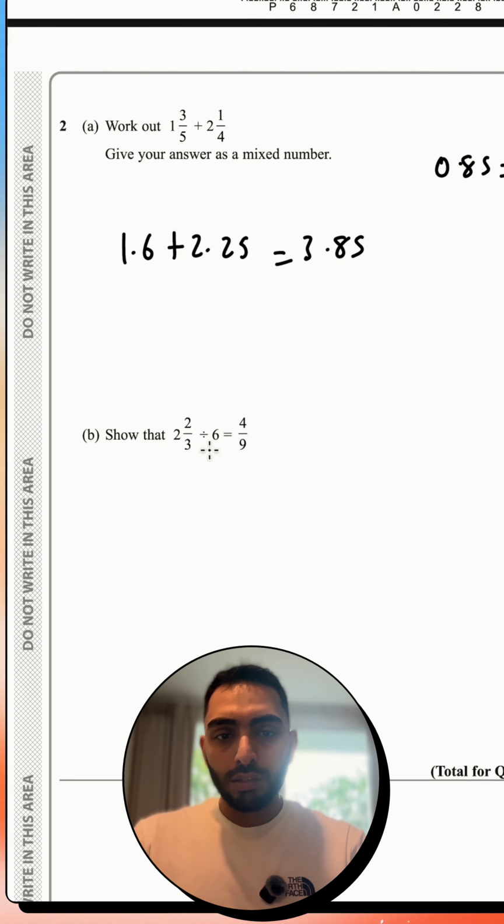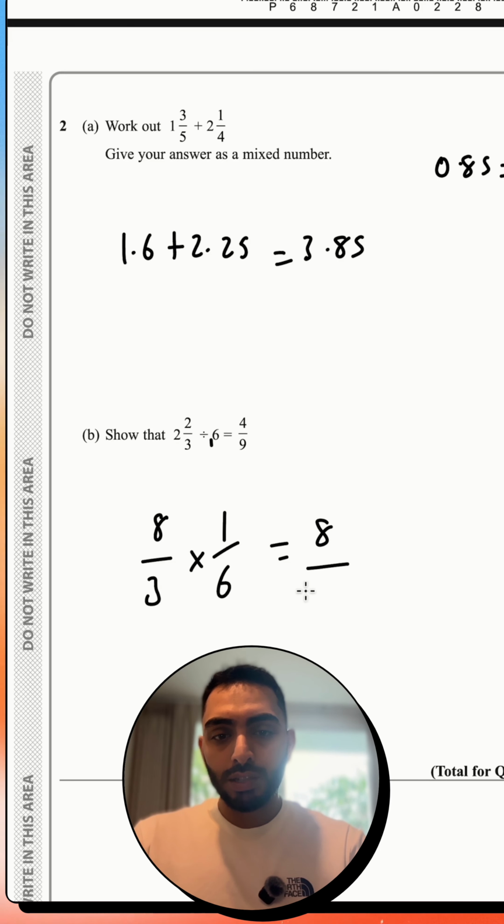Show that 2 2/3 divided by 6 is 4 over 9. So let's convert this into an improper fraction. That would be 8 over 3. Because I'm dividing, I'm going to times by the reciprocal of that. I flip it to 1 over 6. So 8 times 1 is 8, 3 times 6 is 18, and if I simplify that, I get 4/9.